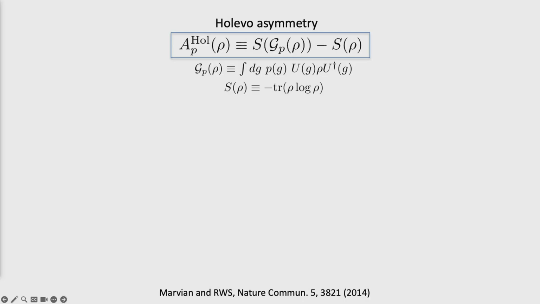Now let me show you what it means. It says, take your rho, take any distribution over the group you like. You could take the uniform distribution and do this operation here, which we call twirling. So you're averaging over the group, and compute the entropy of that, and then subtract off the entropy of rho.